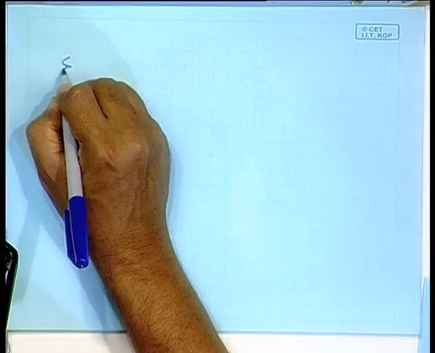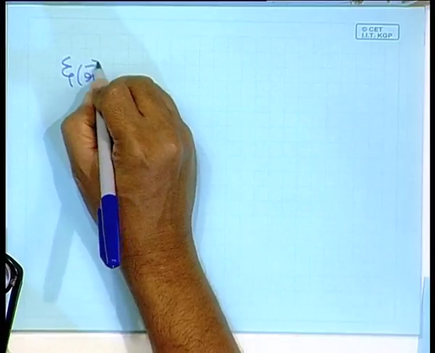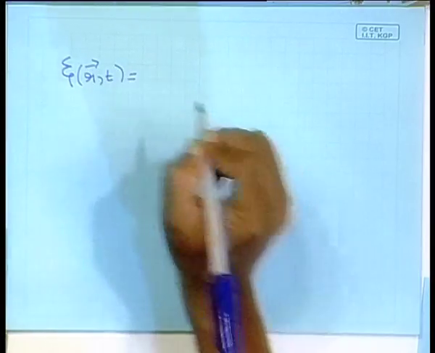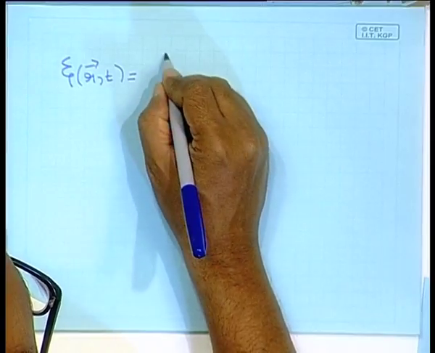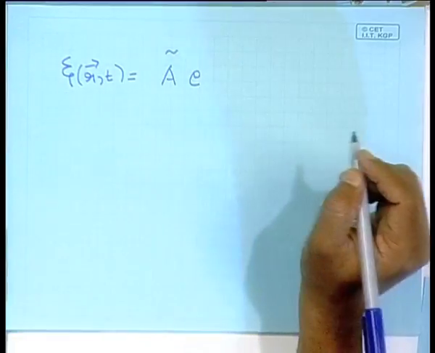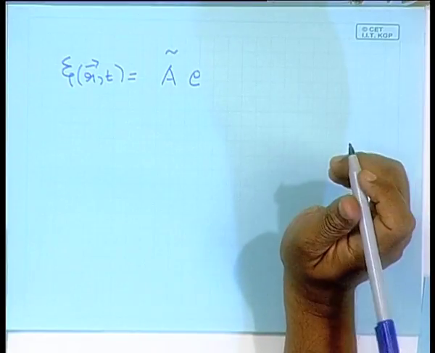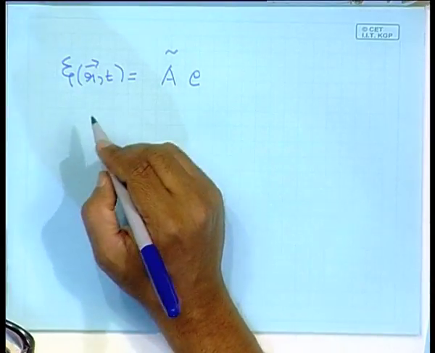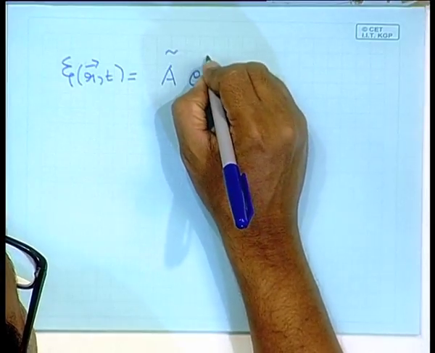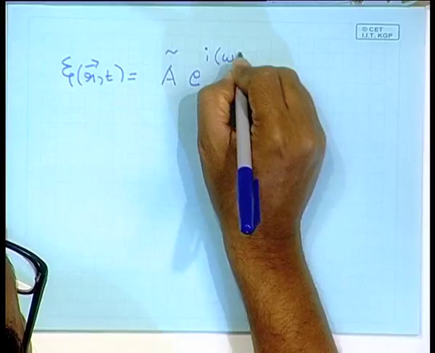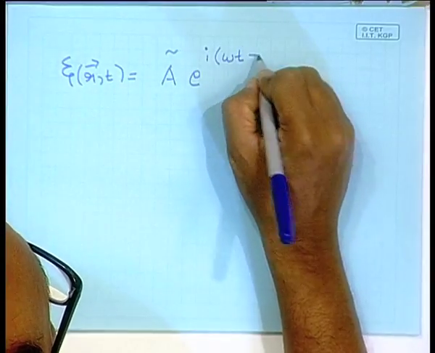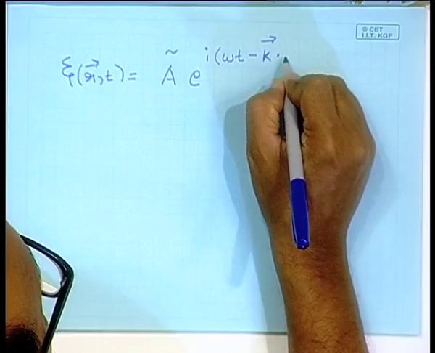The first thing that we can do is ask whether the plane wave, which we have discussed quite extensively earlier in this course, is a solution. The plane wave solution xi of r and t is a constant A, which is not very important, a constant amplitude, times e to the power i omega t minus k dot r. We are working in the complex notation, let me remind you. So, we are going to look at a particular solution which we have already discussed, which is the plane wave solution.